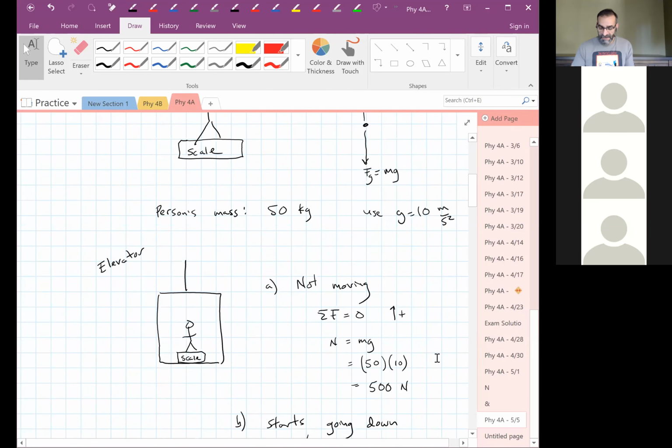I guess if you chose down as positive, all your normal forces would be negative because they point upward.